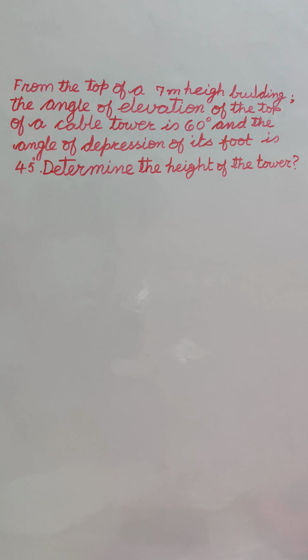Here we have brought a question from some application of trigonometry. From the top of a 7-meter high building, the angle of elevation of the top of a cable tower is 60 degrees and the angle of depression of its foot is 45 degrees. Determine the height of the tower. We shall solve. Solution.